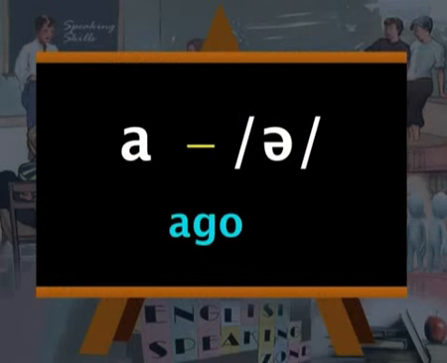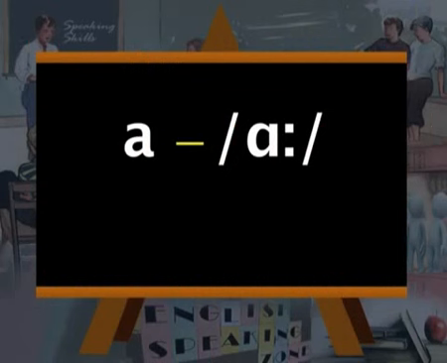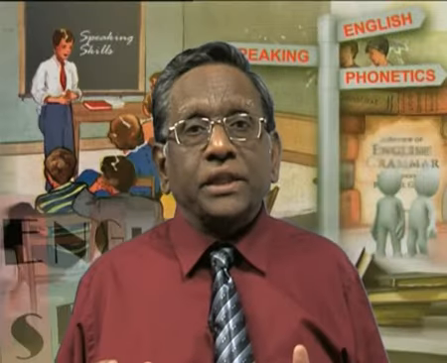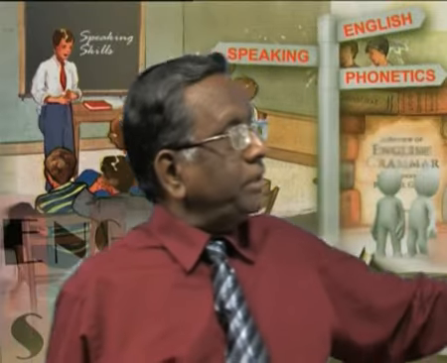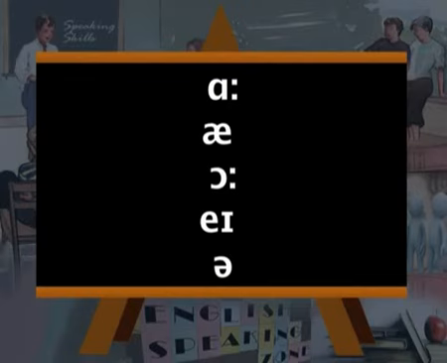And in a word like ago, ago, in this word, this letter represents another sound. And in a word like ask, the letter A represents yet another sound. So you see the same letter representing different sounds in different words.